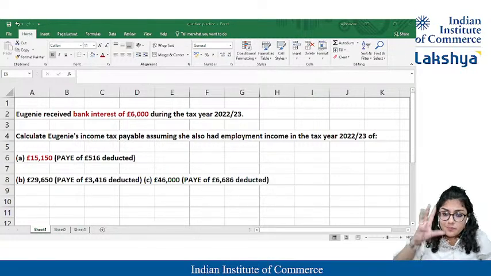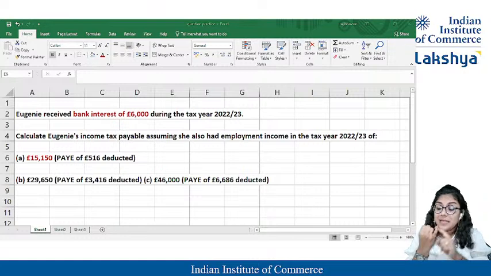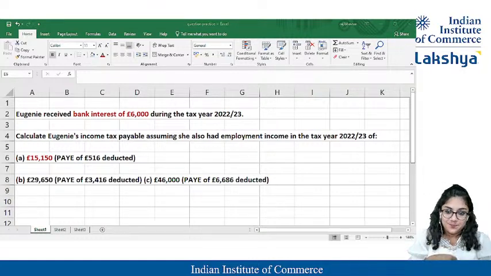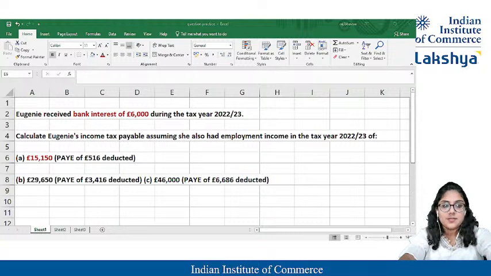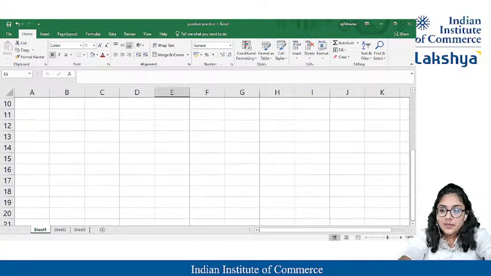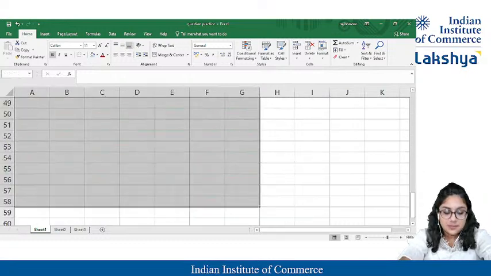For example, in this question, I'm having my savings income also, I'm having my non-saving income also. And we are aware by the time what the slab rates are. Let's try to figure out the solution. I'll show you. Over here I have to make a format. And this is the proforma you all have to follow in the paper also, guys.